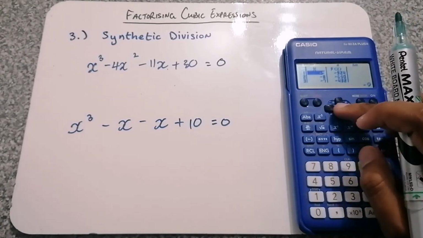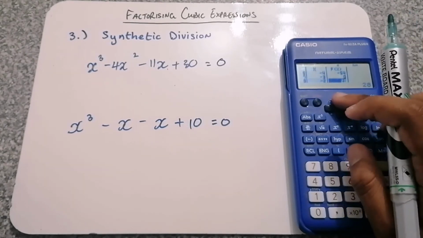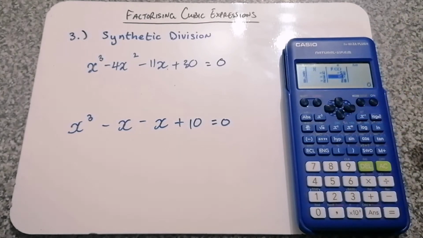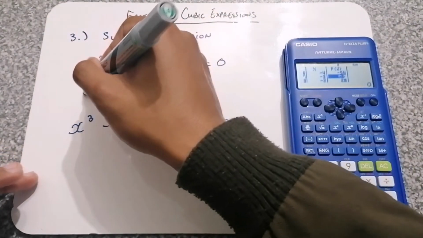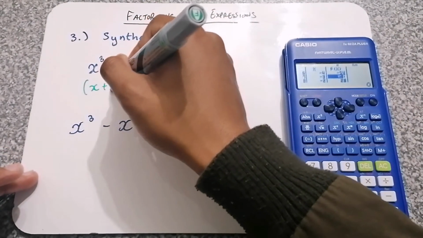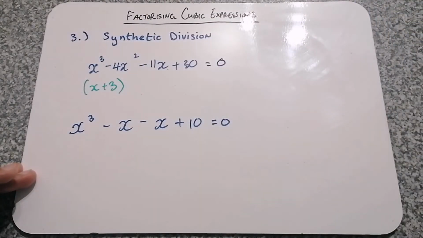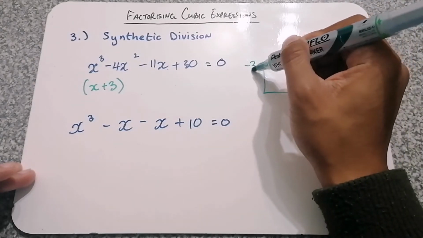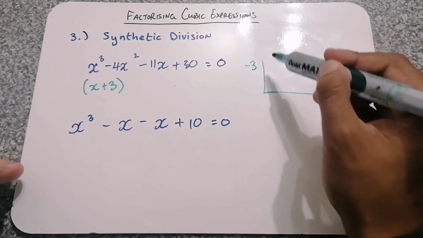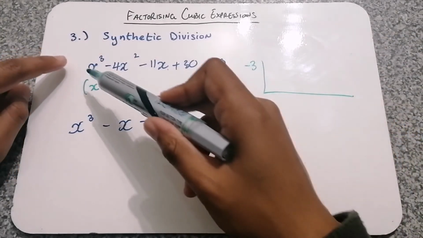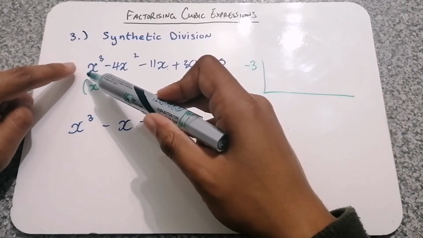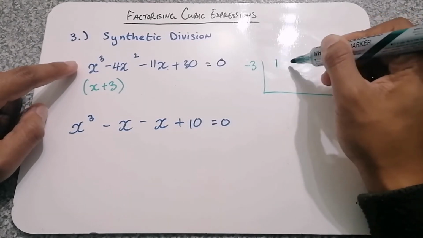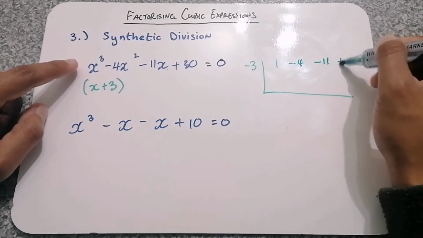So here's my table. I need to go down and look for my x-intercepts. The first x-intercept is where x is equal to negative 3. Like I said, you just need one x-intercept, that's all. I'm going to write it as a factor, so that's x plus 3. Now this is how you do the synthetic method. You put the solution, which is negative 3, on this side, and then the coefficients for all the terms we fill in here on top. So it's the 1, the -4, the -11, and 30.